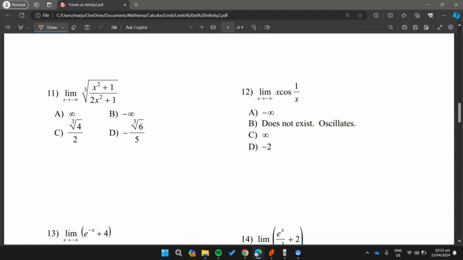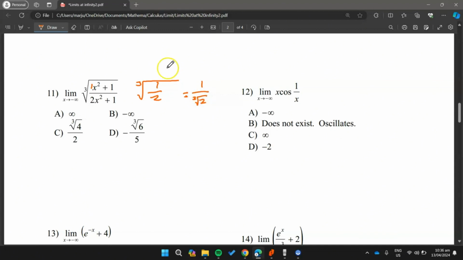So number 11, as you can see here, this is actually what? This is actually equally heavy. So since again this is equally heavy, we are going to disregard everything and focus on the numerical coefficients. So we will get actually the cube root of, we have 1 and then we have 2. So we have 1 over 2. And if you're going to simplify this, this is just what? This is just the cube root of 1. That is just 1. And then over the cube root of 2.